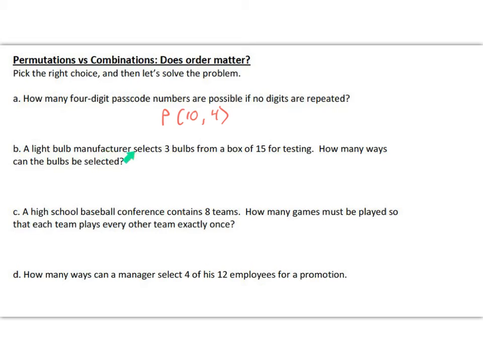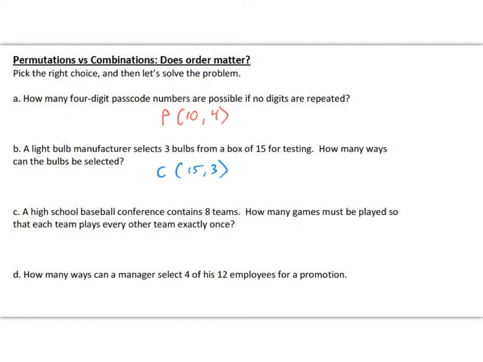A light bulb manufacturer selects 3 from a box of 15 for testing. How many ways can the bulbs be selected? Well, does it matter if bulb number 10 gets selected first, second, or third? No, it really doesn't. This is a job for combinations. You're going to pick a sample of 3 from the 15 in the box.